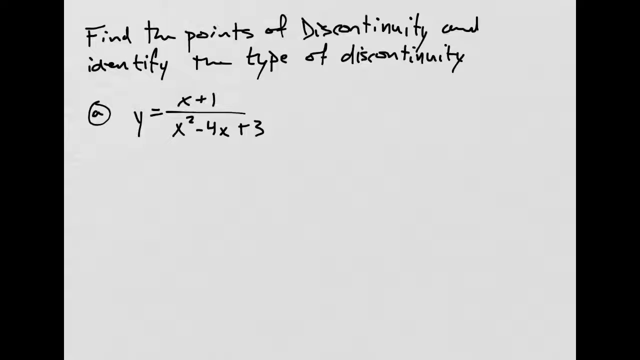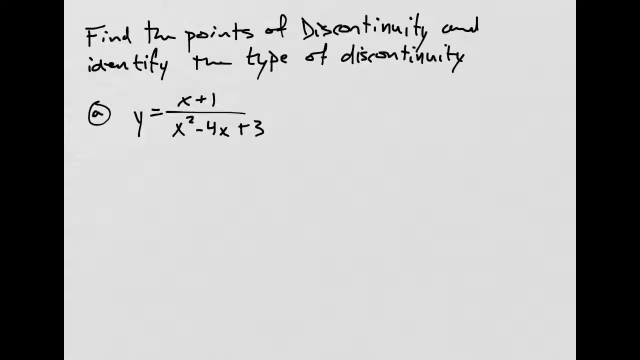Here it says to find the points of discontinuity and identify the type of discontinuity. We could just graph this and then look at it and see, or we can do some algebra and figure out what values we're not allowed to plug in. That's pretty much how we're going to find a discontinuity.